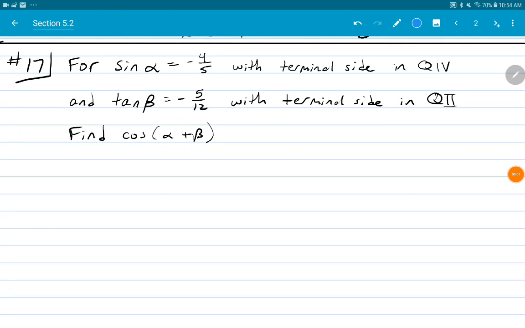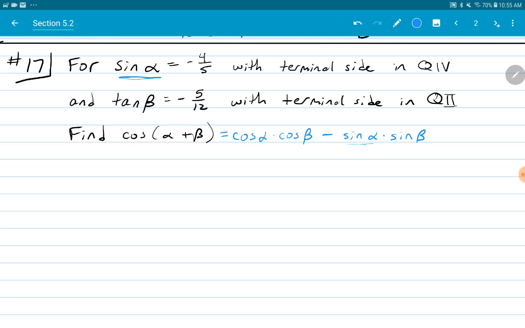Section 5.2, number 17, we're given the following information, and we're asked to find the cosine of alpha plus beta. So thinking back to that formula for cosine of alpha plus beta, I know I'm going to need cosine of alpha, cosine of beta, the opposite sign, and then sine of alpha and sine of beta. Well, I have sine of alpha, but I don't have any of that other stuff. So I'm going to have to find that stuff, and I can use what we have here to find it.